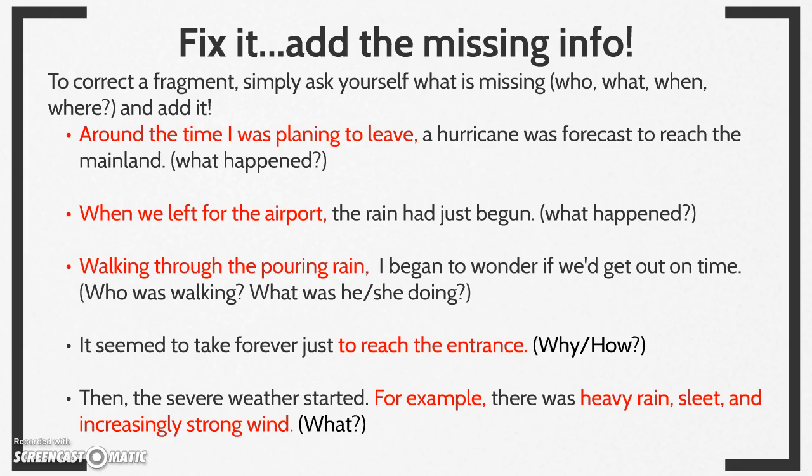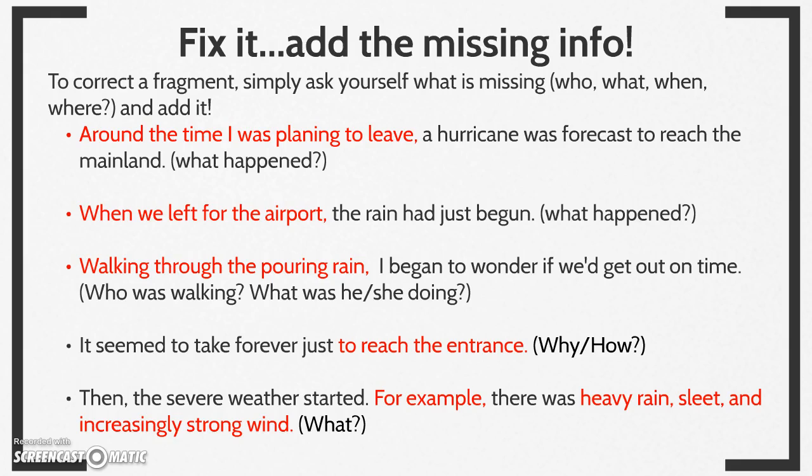Walking through the pouring rain, I began to wonder if we'd get out on time. You cannot do the same rearranging with this particular case, because this "walking through the pouring rain" is going to be describing whatever noun it is directly next to. So if you put it at the end of the sentence, time is walking through the pouring rain, and that doesn't make any sense. So we want to watch out when you're using gerund phrases that they are next to whatever they are talking about, whatever's doing that action, walking through the pouring rain.